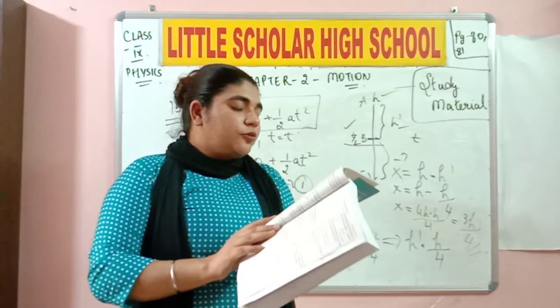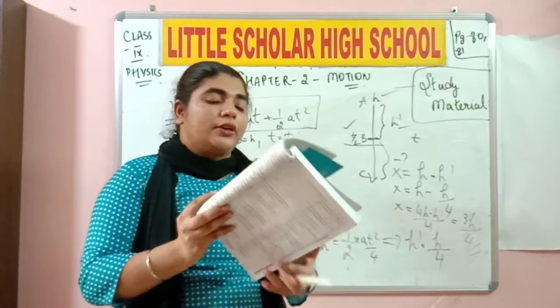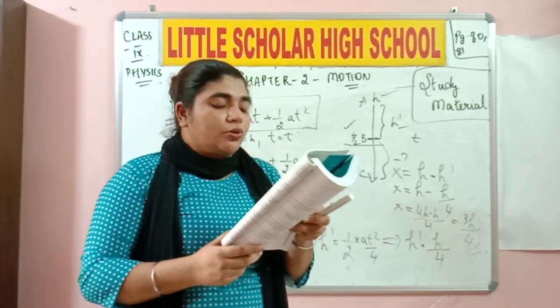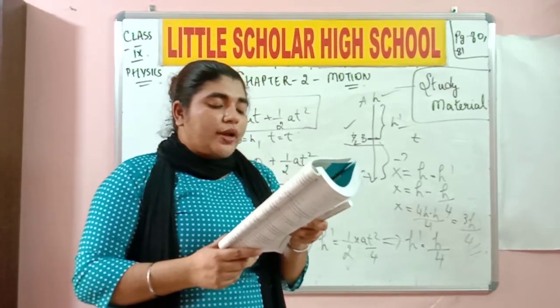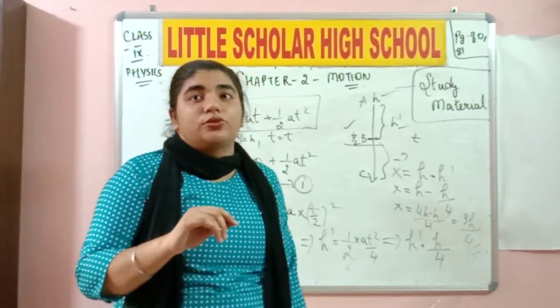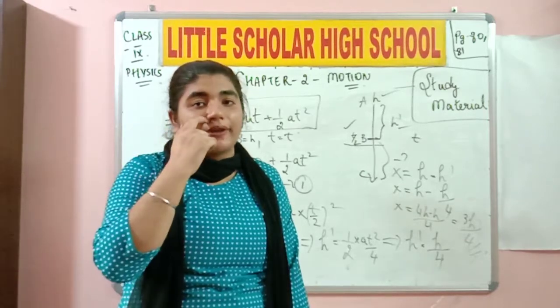21. Which of the following is a scalar quantity? Electrical energy is a scalar quantity. So 22nd one, ratio of the distance traveled in 1, 2 and 3 seconds. Now for this you need to understand S is equal to ut plus half at square.